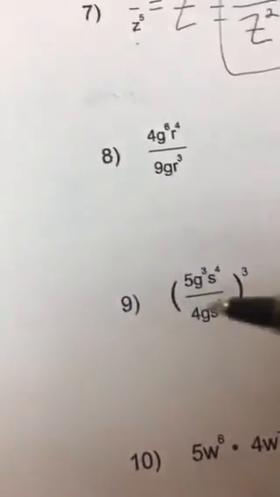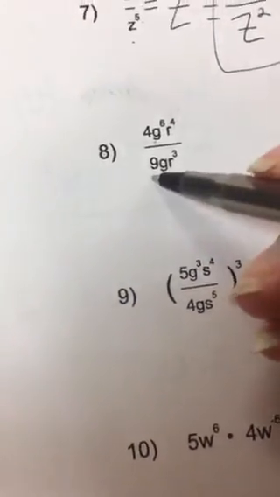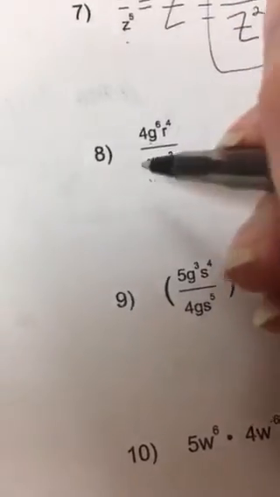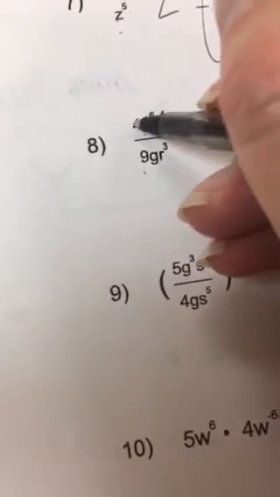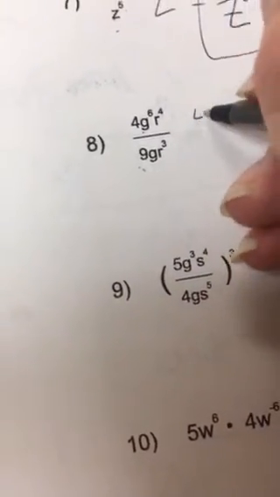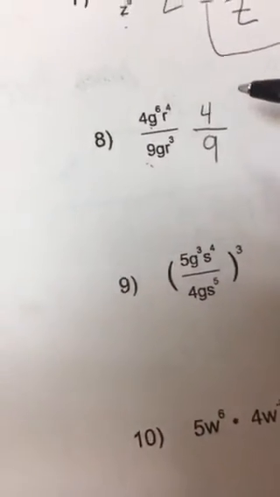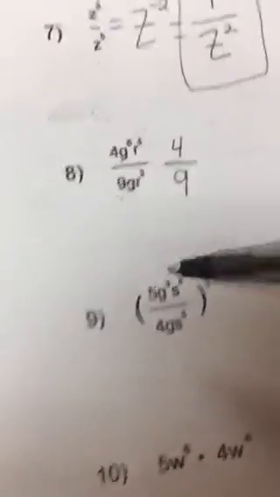Okay guys, for number 8, I'm dividing again, but there's a lot of stuff in my numerator, a lot of stuff in my denominator. So I'm just going to go left to right, and I'm going to divide my coefficients first. So 4/9. If I divide that, it's going to be 0.4 repeating. So I'm just going to leave it as a fraction, 4/9.